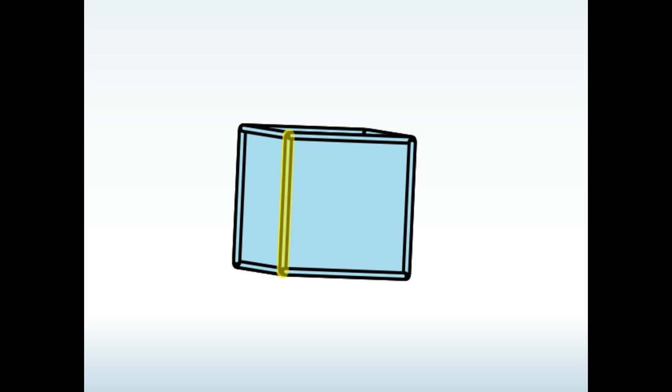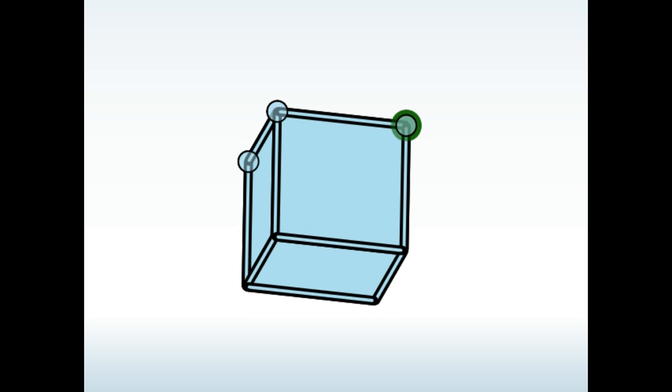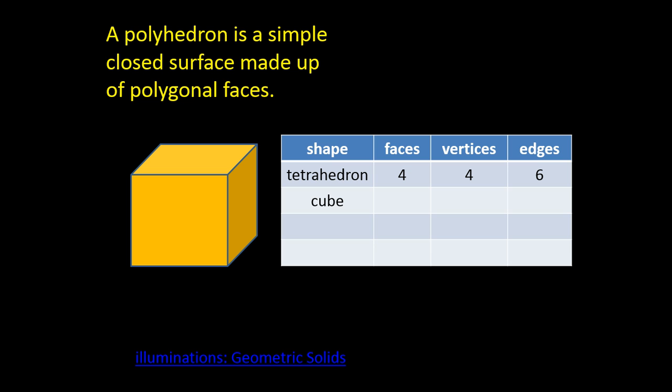Now if we count the vertices, I can see that on the top of this cube we have 1, 2, 3, 4 vertices. And on the bottom of the cube we also have 1, 2, 3, 4 vertices. So that is a total, there it is, that's a total of 8 vertices. So back to our table, the cube had 6 faces, 8 vertices, and 12 edges.